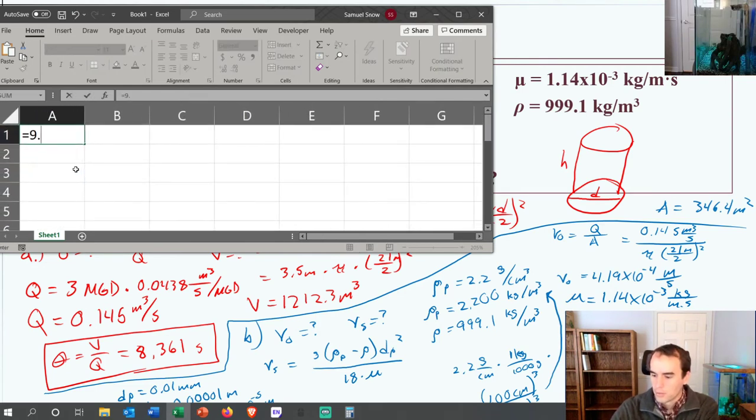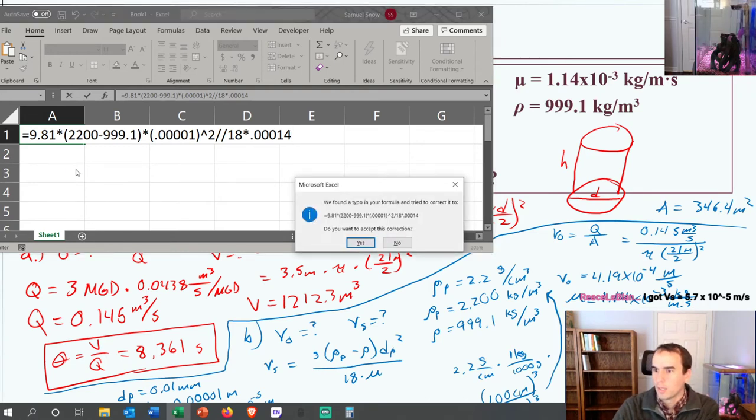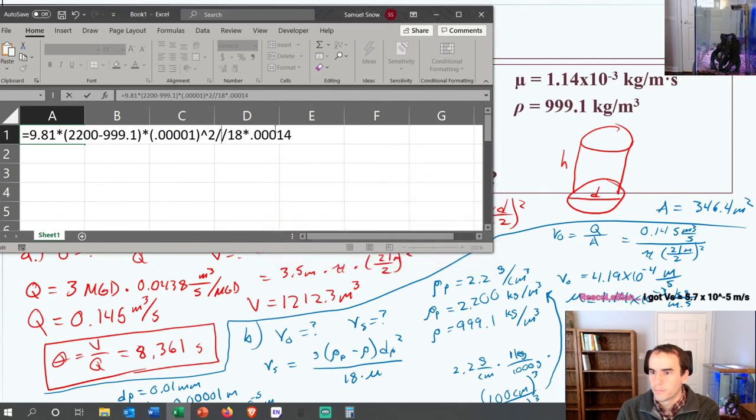Here we have 9.81 for gravity times the rho particle, 2200, minus the 999.1. I'm going to multiply this by that diameter of the particle squared, so the 1 times 10 to the minus fifth, I'm going to square that. All of this, we're going to divide by 18 times that mu value. Oh, one sec. I missed the one there.